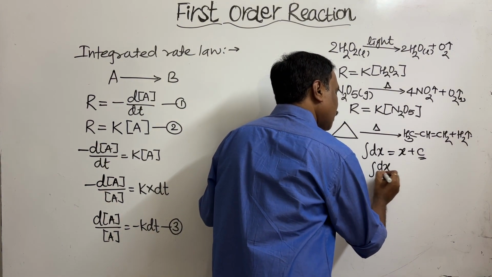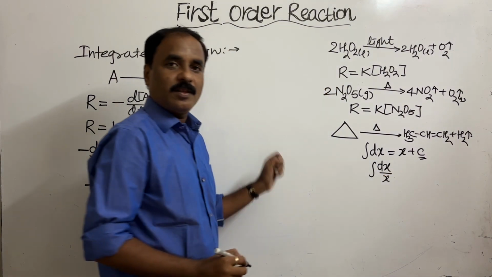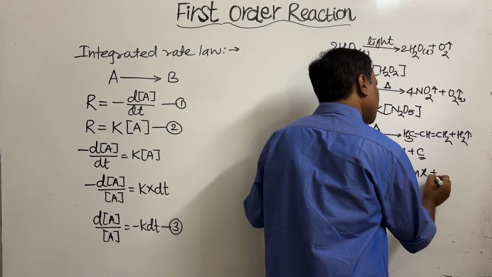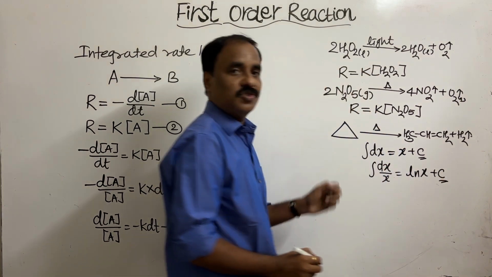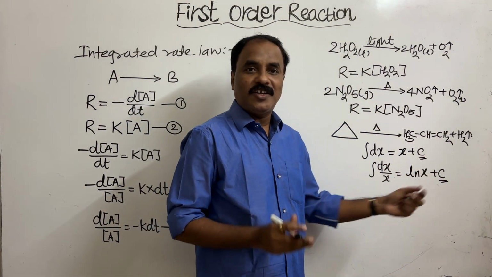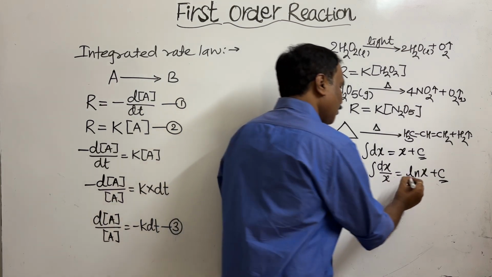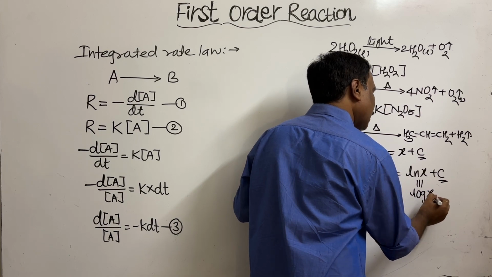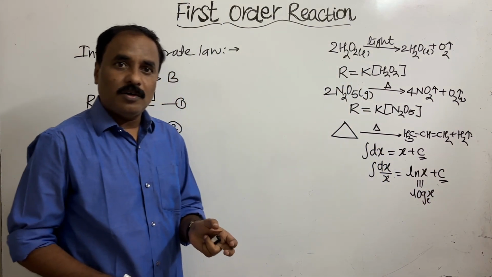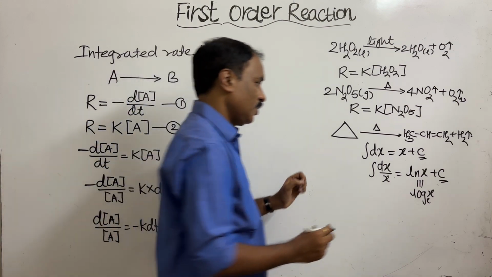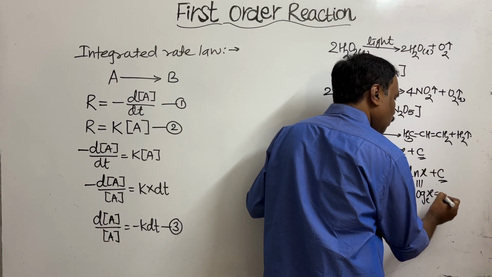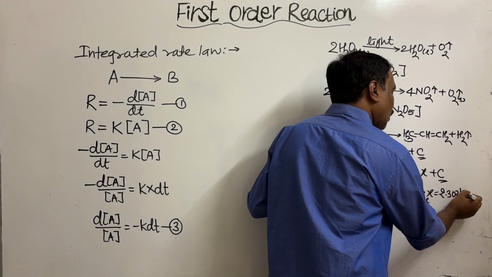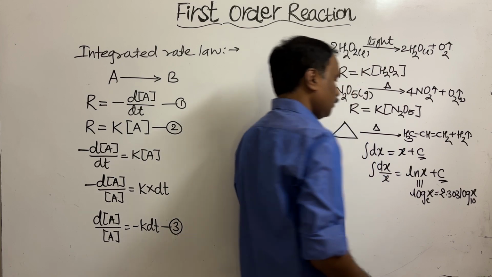Similarly, integration of dx upon x is log of x plus c. Again c is the integration constant. ये ln x नेचुरल लॉगरिथम होता है, यानी for this we can write log of x to the base e. अगर इसको जनरल लॉगरिथम में कन्वर्ट करना है, so I want to convert this natural logarithm into general logarithm, so we have to multiply it by 2.303 log of x to the base 10.